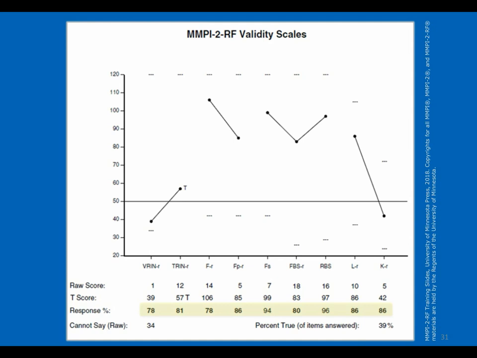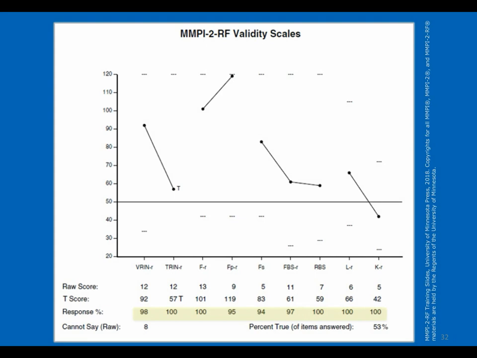The answer is that we can't interpret any other validity scale other than cannot say, because we cannot interpret VRIN or TRIN because their response percentages are less than 90%. And this is going to artificially deflate scores on these scales and invalidate them. It's also going to invalidate the remaining scales from the MMPI-2-RF because we're not able to determine if somebody appropriately responded to the content of the test. And that's because we can't interpret VRIN or TRIN, which are designed to do that.